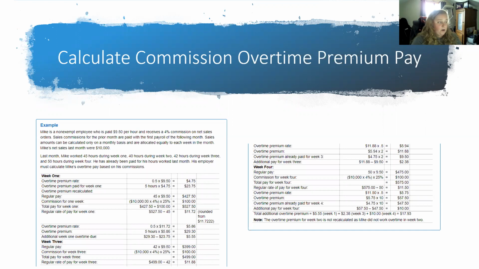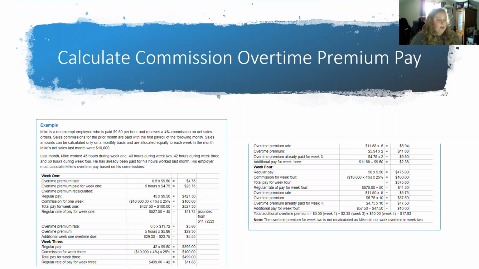Very similar for week 4, except that in week 4 he worked 50 hours, so he has a little bit more overtime going on. So if we multiply out his regular pay and add in his commission, his total pay for week 4 was $575.